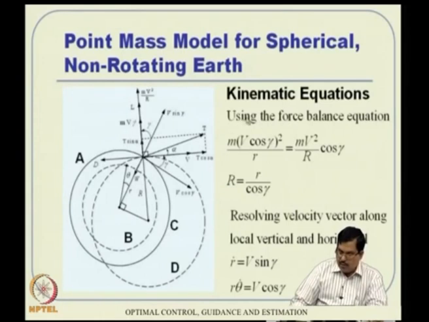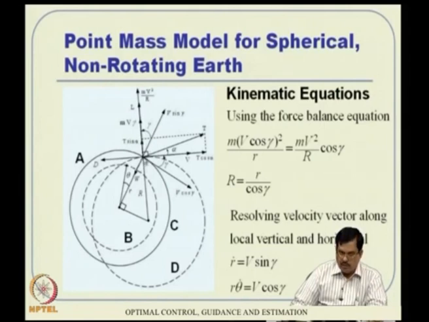Anyway, coming back to that, first let us see again this kinematic equation. We will also see this force balance equation first. If you see this particular direction, V cos gamma is along this and V sin gamma will be along that. So, m V cos gamma whole squared by r, where r is the instantaneous radius from the center of Earth, is the force acting along that, and that has to be balanced by m V squared by R cos gamma. So, m V squared by R is here, and into cos gamma component is here, this particular component.